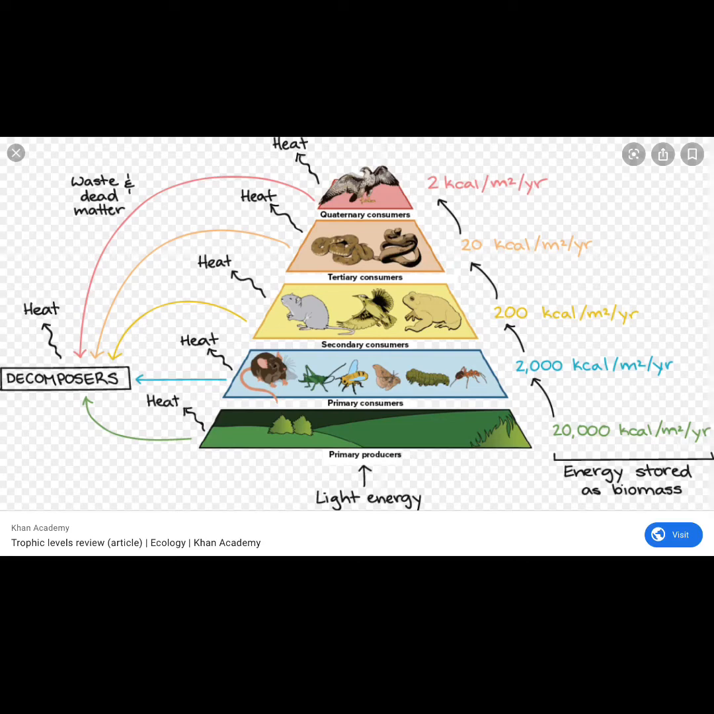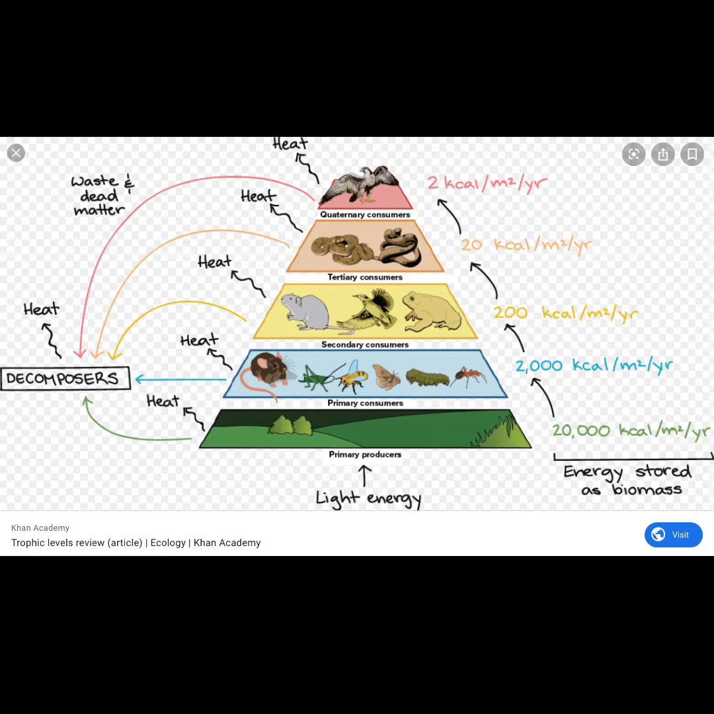So basically, the plant is eaten by the bug or the insect. Energy is lost in heat. Then the frog eats the insect. Energy is lost as heat. Then when the tertiary consumer eats the secondary consumer, for example, the snake eats the frog, the frog only has 200 kilocalories to give, 10% is lost as heat, so the tertiary consumer only gets 20 kilocalories of energy.